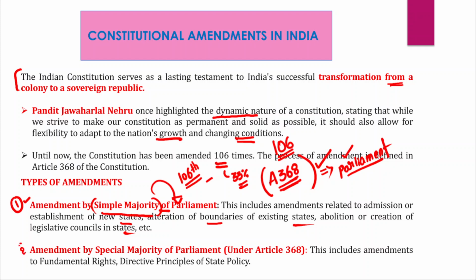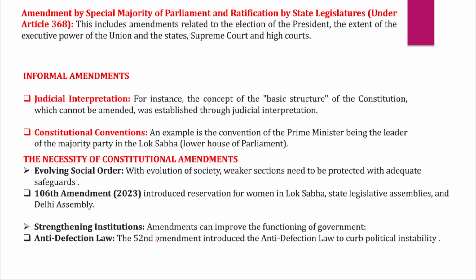However, there is a second procedure also through which the Constitution can be amended. In the second procedure, Parliament requires a special majority to amend certain features of the Indian Constitution. In the first procedure, a simple majority is required. That means some provisions can be amended with just a simple majority, but in the second procedure, there are some provisions which require a special majority in the Parliament, such as fundamental rights, directive principles of state policy, etc. This is the second procedure.